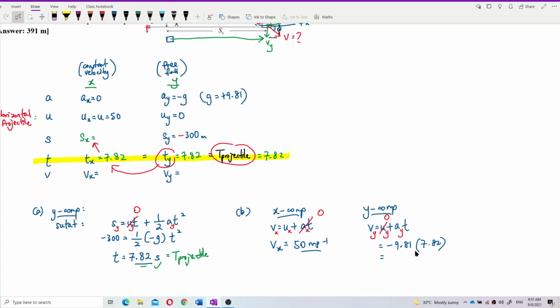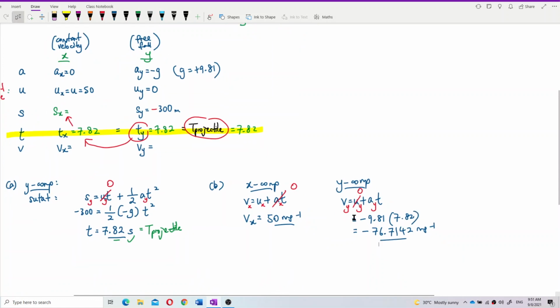Negative 9.81 times 7.82, and then you have a negative sign there. So it is negative 76.7142, as many decimal places as possible, meter per second. So I got the Vy.